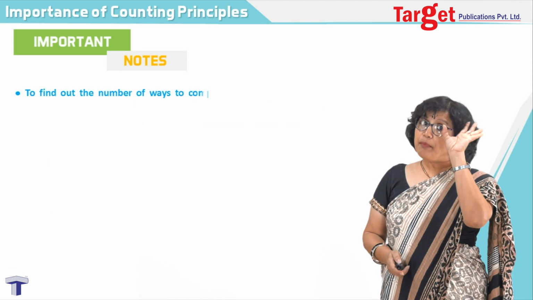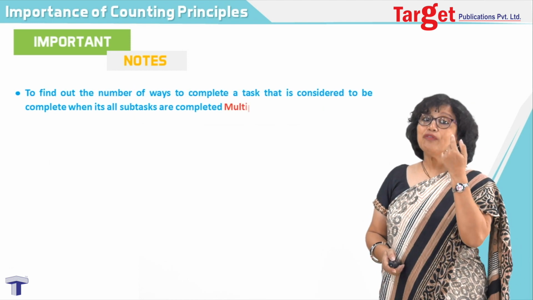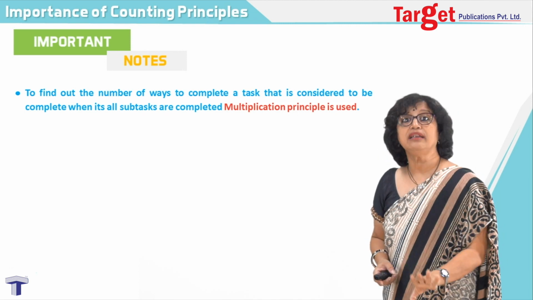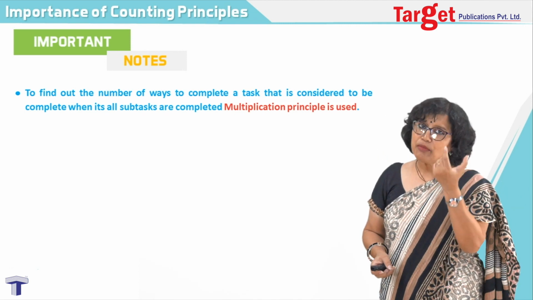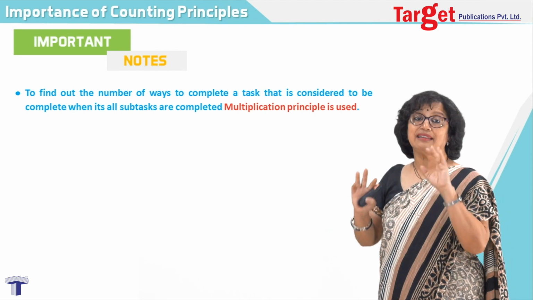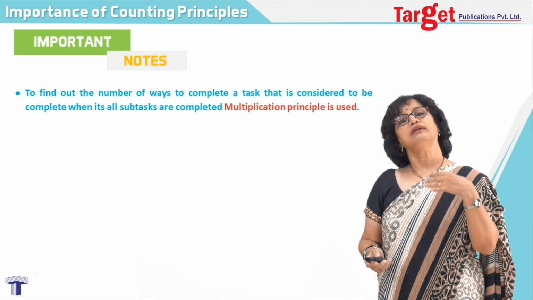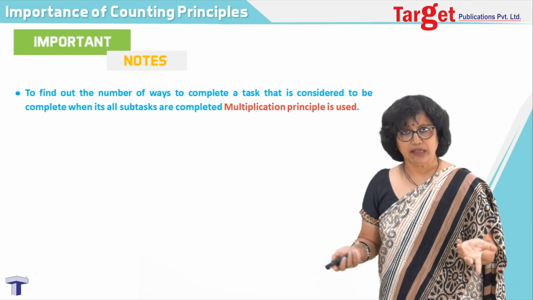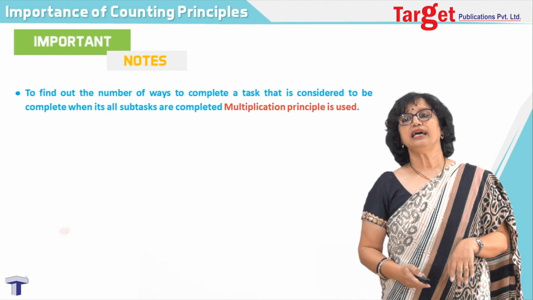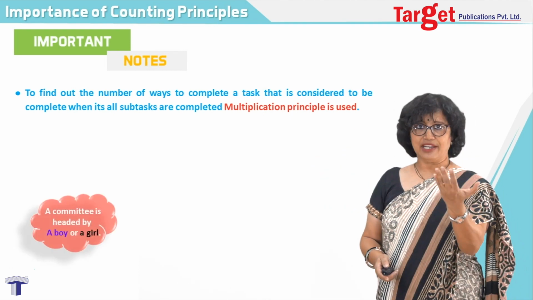So, in the multiplication principle, you will have to complete all subtasks. Then only you will be able to find the required number. It means find the number of ways to complete each subtask and multiply them. And that would finally give you the number of ways in which the main task can be done. So the multiplication principle comes here, right? And now next could be the addition principle.